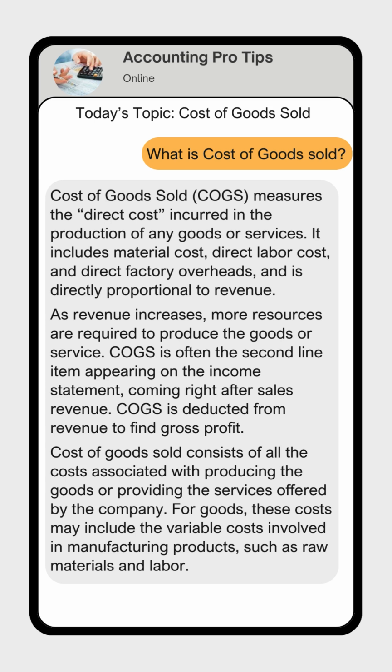Cost of goods sold is often the second line item appearing on the income statement, coming right after sales revenue. Cost of goods sold is deducted from revenue to find gross profit.